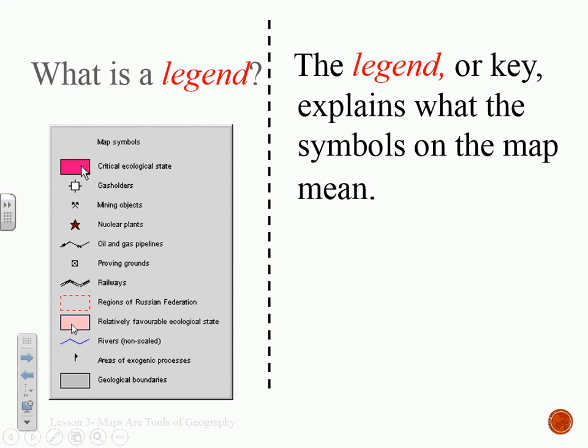So on maps, you'll see different symbols, sometimes dots, blue lines, stars, different symbols, and the legend or the map key will explain what those mean. So if you look here, if you see a star on this map, that means there's a nuclear plant there. If you see a blue line, what does that mean? It means there's a river. So the map legend or the map key is going to explain what the symbols on the map mean.